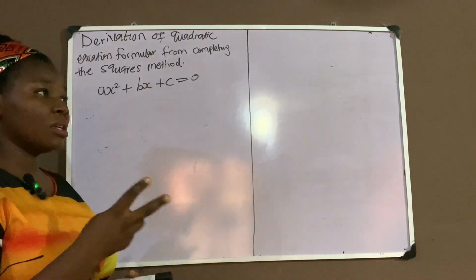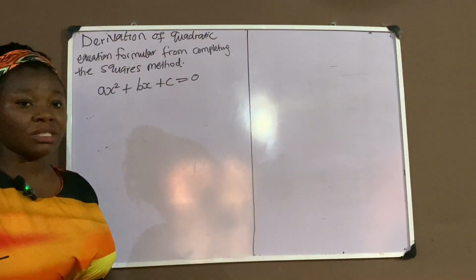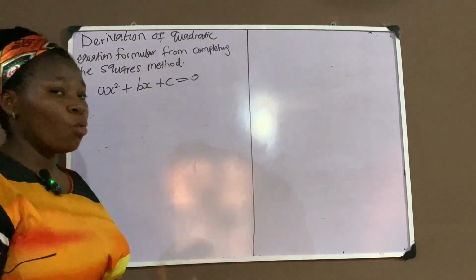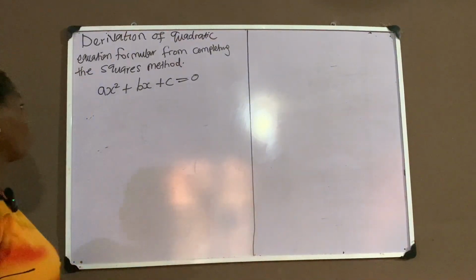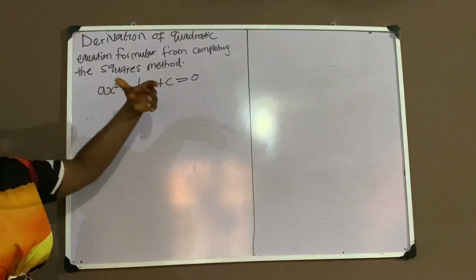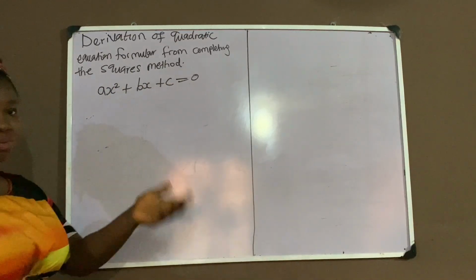Now let's quickly note that the quadratic equation can be solved in 3 ways. The 3 ways you can solve it: the first is the factorization method, the second is the completing the squares method, and the next one is the general formula, which is gotten from the steps we use to solve by the completing the squares method. Now let's quickly learn how to do that.